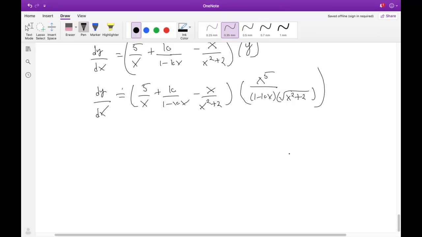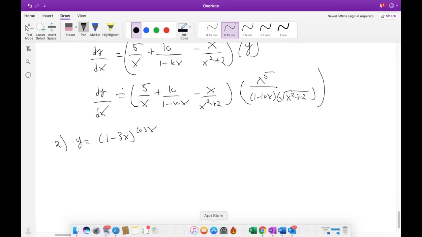And then there's one more example I go over with logarithmic differentiation. So if I have y equals 1 minus 3x, square root in the bottom.